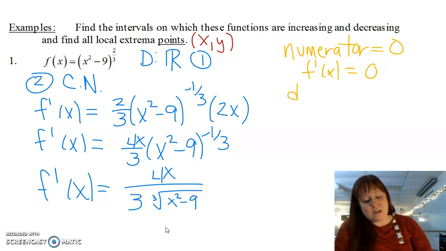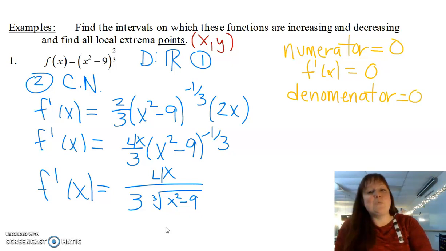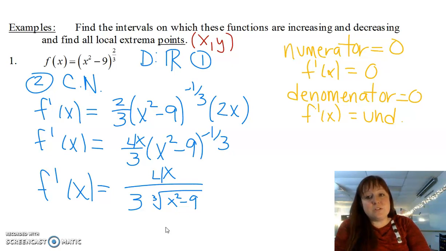When the denominator is equal to 0, f prime is undefined because you can't divide by 0. So this is what we check for. We check when the numerator is equal to 0, f prime of x is equal to 0, and when the denominator is equal to 0, f prime of x is undefined.